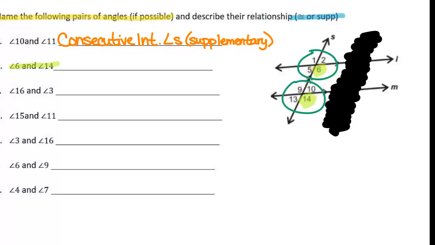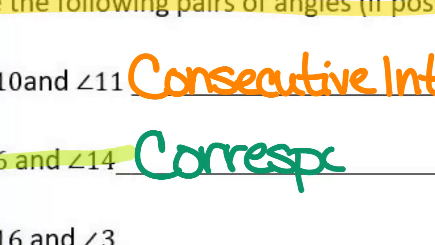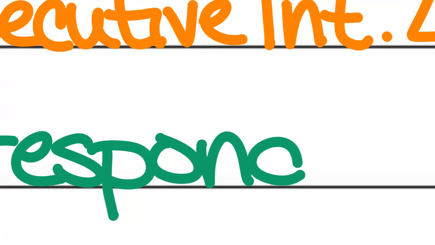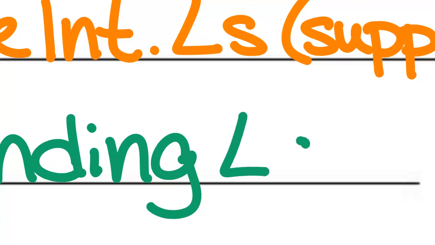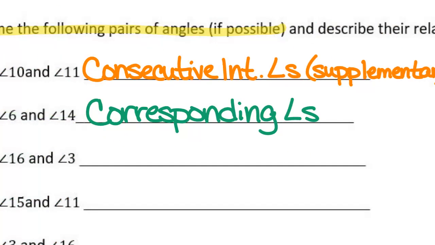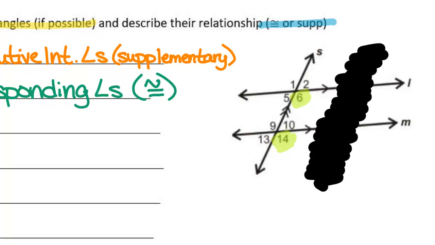What do we call matching corner angles? Corresponding angles. Are corresponding angles congruent or supplementary? Congruent. Matching corners are congruent when the lines are parallel.